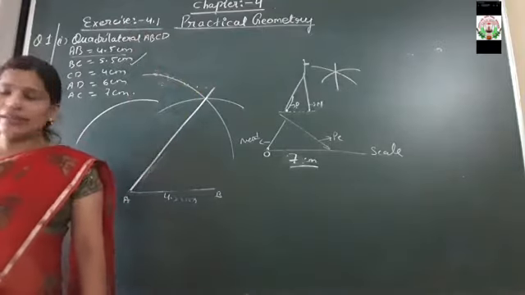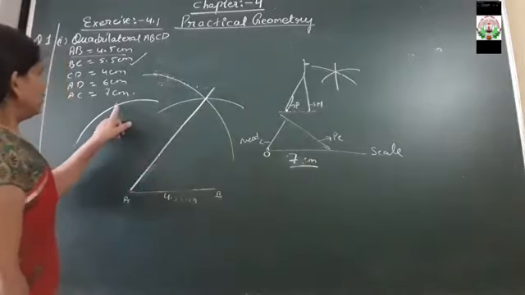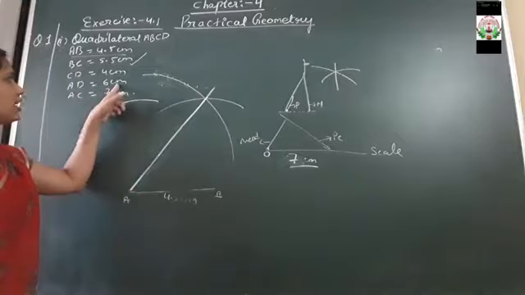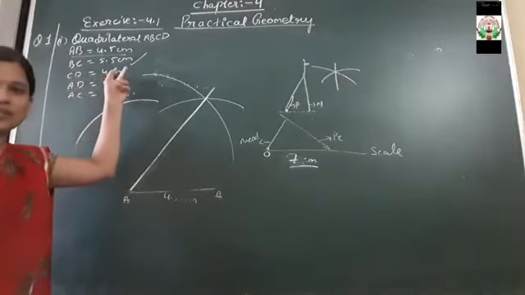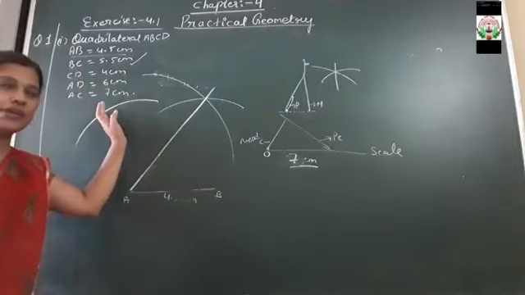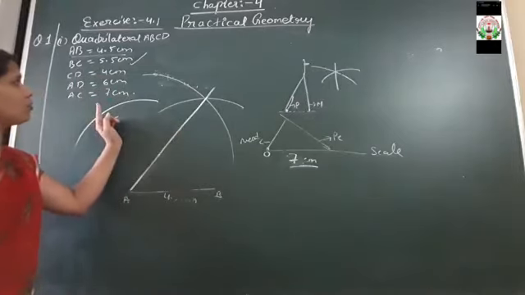Okay. After getting the arc like this, what you have to do? AD is equal to 6 centimeter. The CD measurement is left out. That CD measurement we are going to intersect over here. You have to create a line over here. Clear? Then for that what you have to do, student?